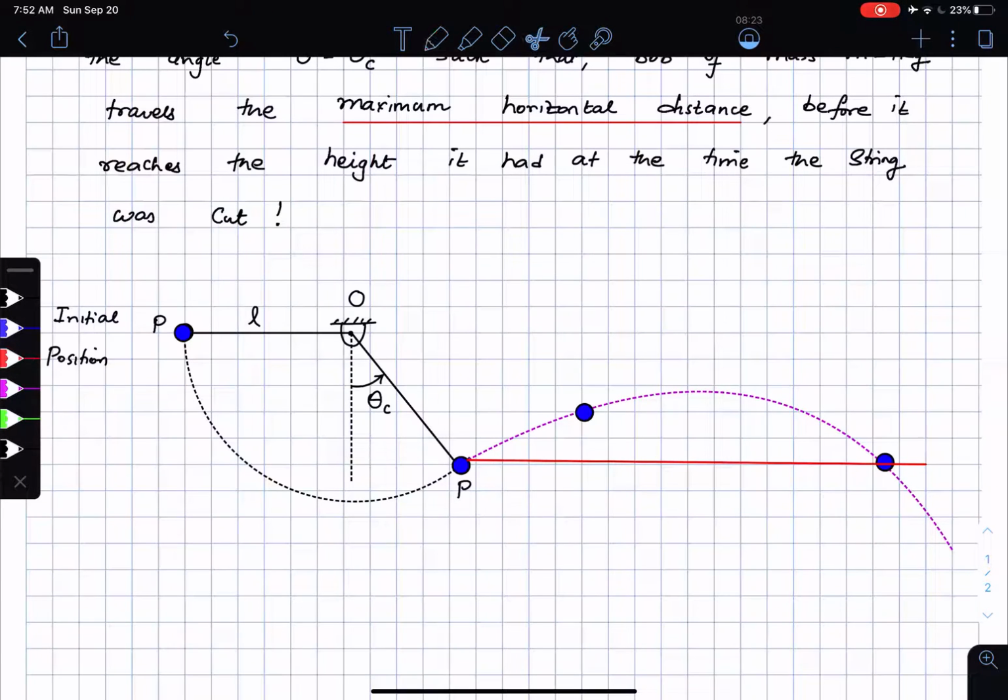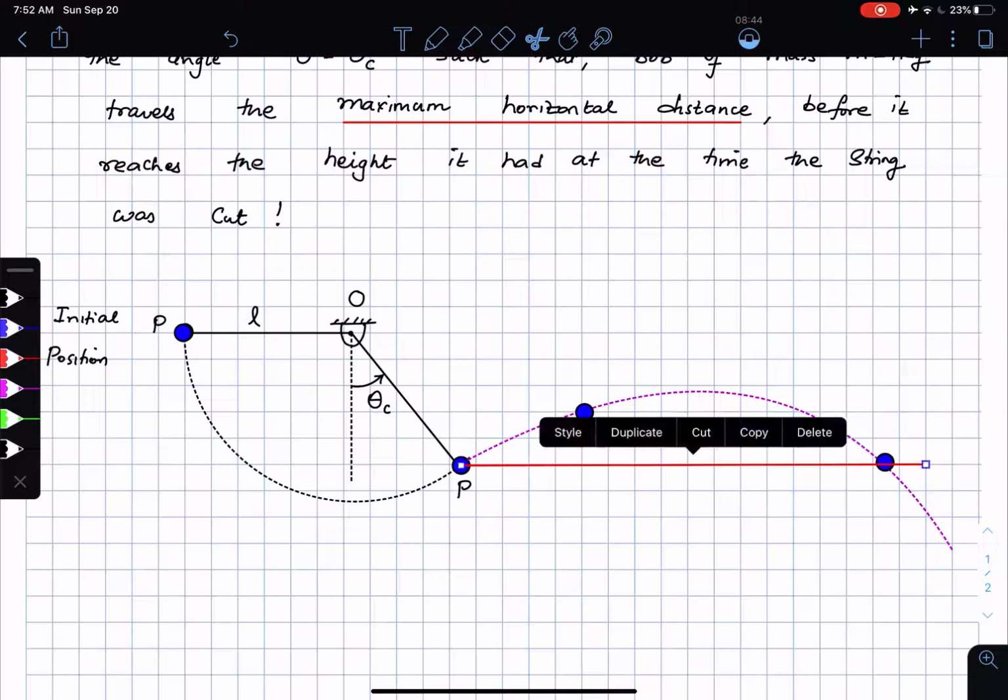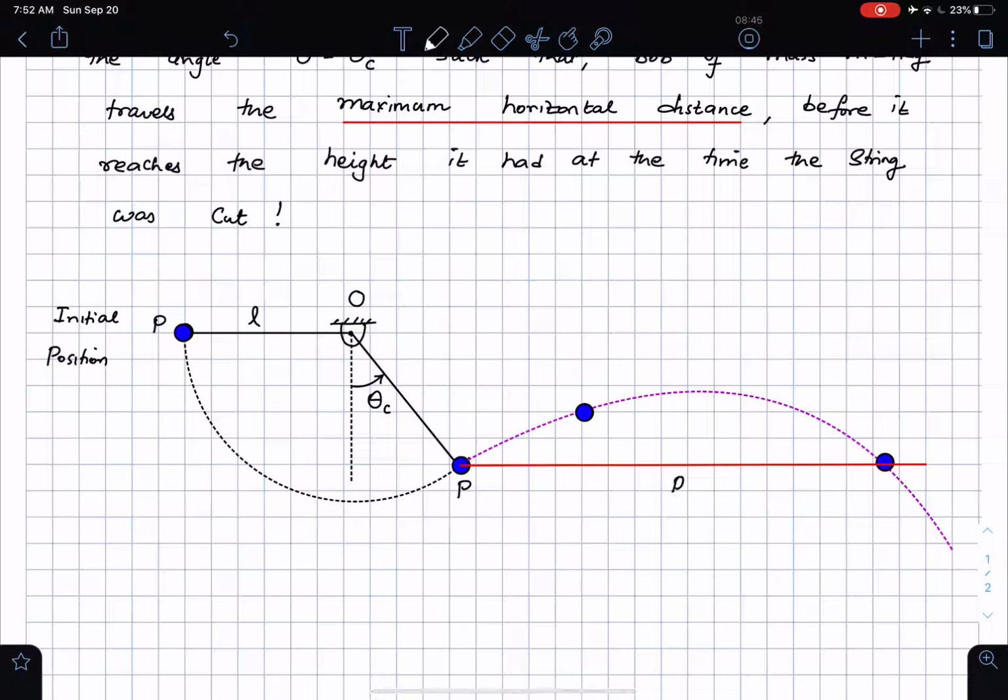Let me make sure that it indeed starts here. And what is special about this? This is the horizontal distance traveled by the particle before it reaches the height it had when the string was cut. You can see this very well from the figure. And so what we want to do is find this r. Let me call this variable r, so find r.